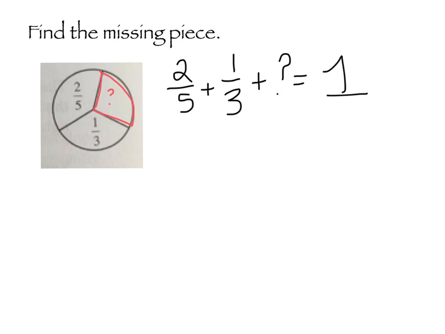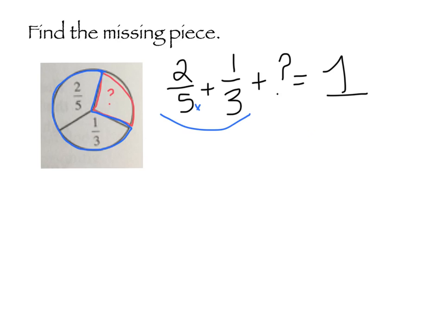All right, so how can we find that missing wedge? What do we need to do here? Any ideas? I'm going to give you a second to think about it. Let's see first how much of this we do know. So I'm going to outline that in blue here. Okay, so I'm going to try to figure out what portion of the circle we know. So to do that, I'm going to add 2/5 and 1/3.